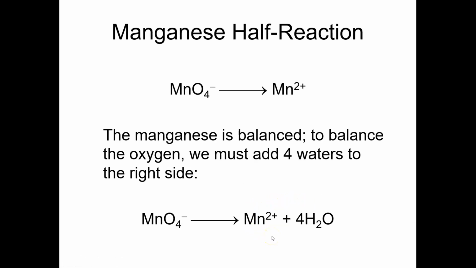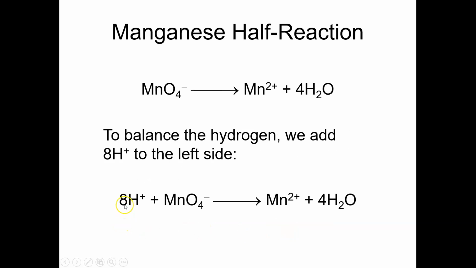Now let's take a look at the manganese half reaction. I am already balanced on manganese. There's 1 manganese on the left and there's 1 manganese on the right, so that's already balanced. I do need to balance oxygen. There are 4 oxygens on this side and none on this side, so I solved that by adding 4 waters to this side. That balances me on oxygen, but now I'm unbalanced on hydrogen. I've got 8 hydrogens over here and none over here, so I'm going to add 8 hydrogens.